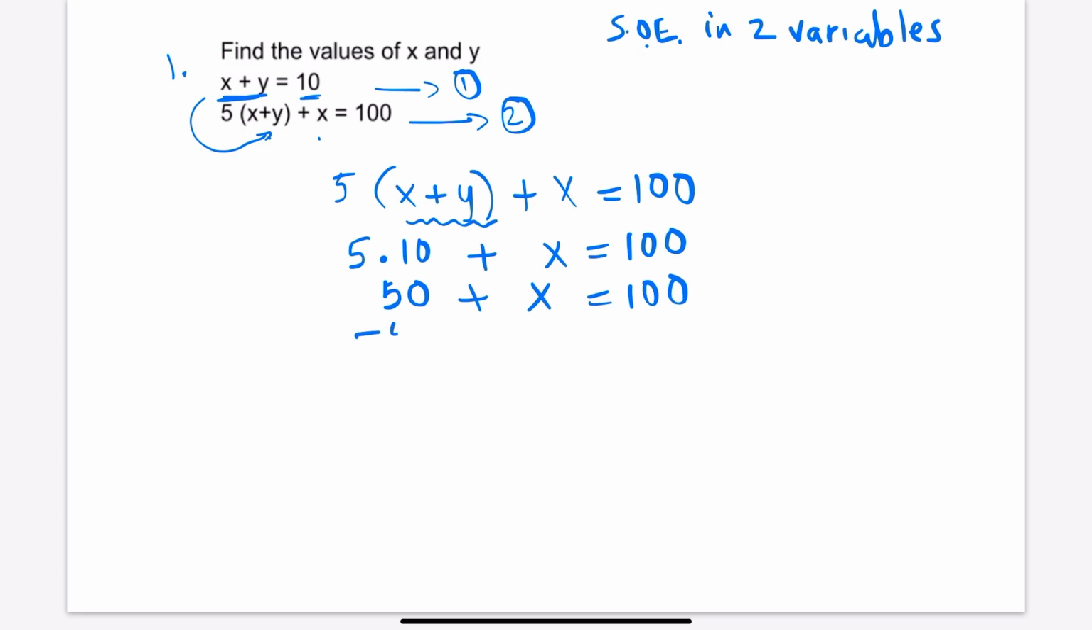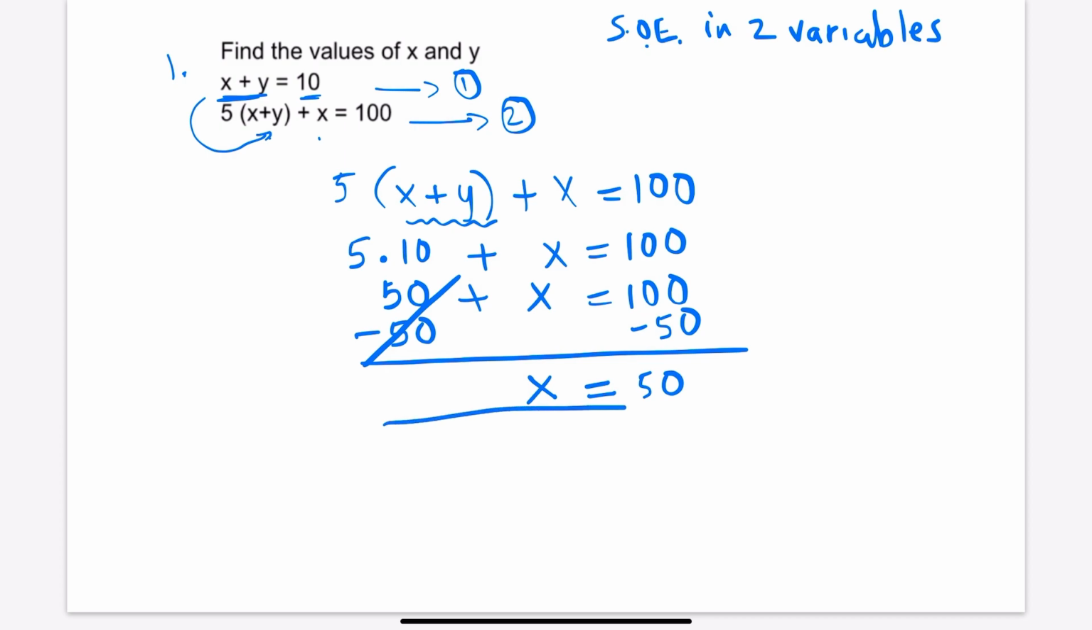In order to find x, let me remove 50 from both sides. 50 and negative 50 get canceled out. I'm left with x on the left side, and on the right side I have 100 minus 50, which is 50. So the value of x here is 50.